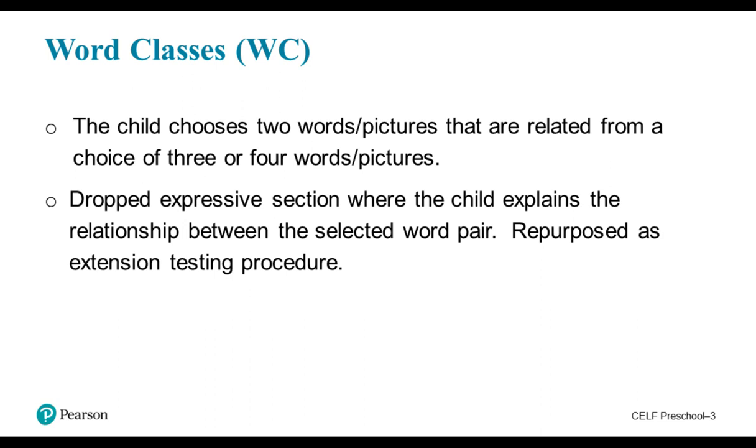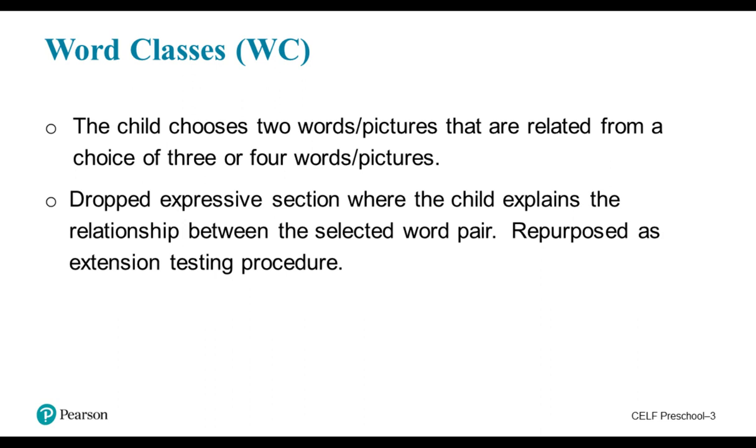And then for word classes, that is going to be that 7th subtest. So the 7 subtests that I'm talking about now are the 7 subtests. Different combinations of those 7 subtests will provide your core language score as well as your receptive, expressive, language content, and language structure indices. So for word classes, the child is going to choose 2 words or pictures that are related from a choice of 3 or 4 words or pictures.